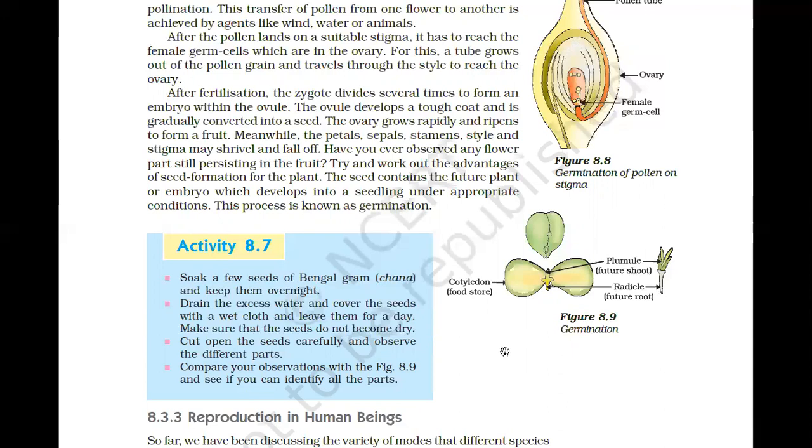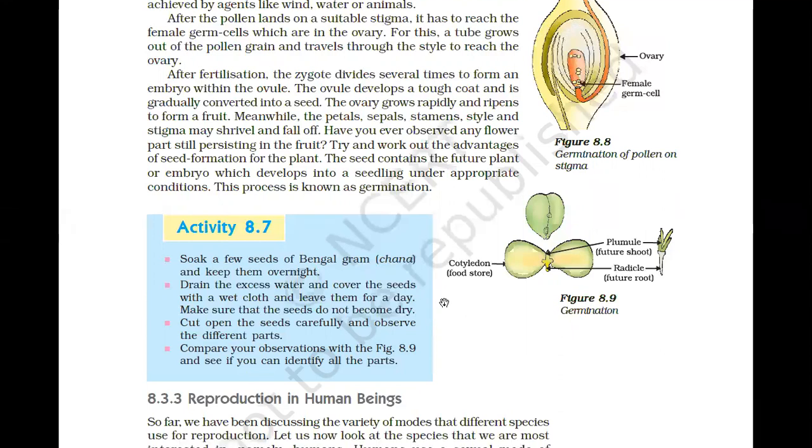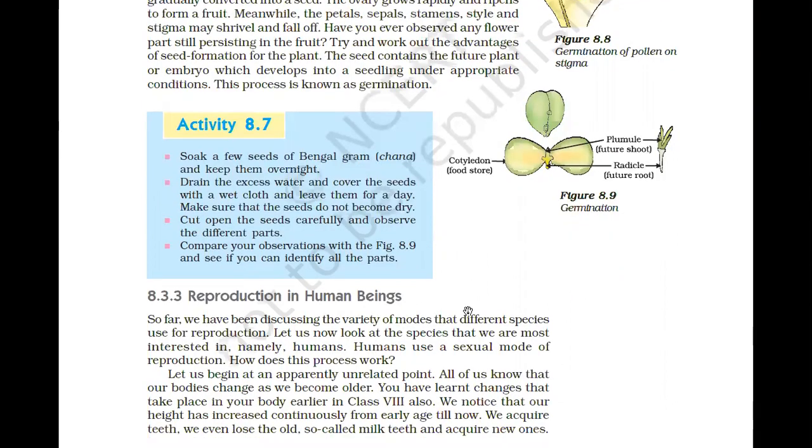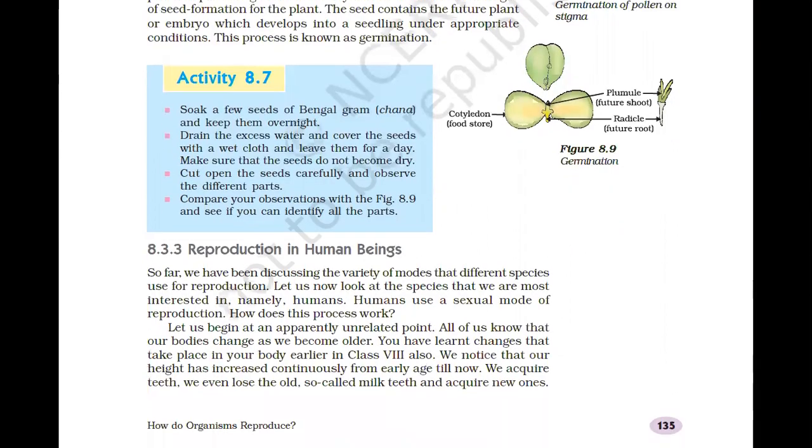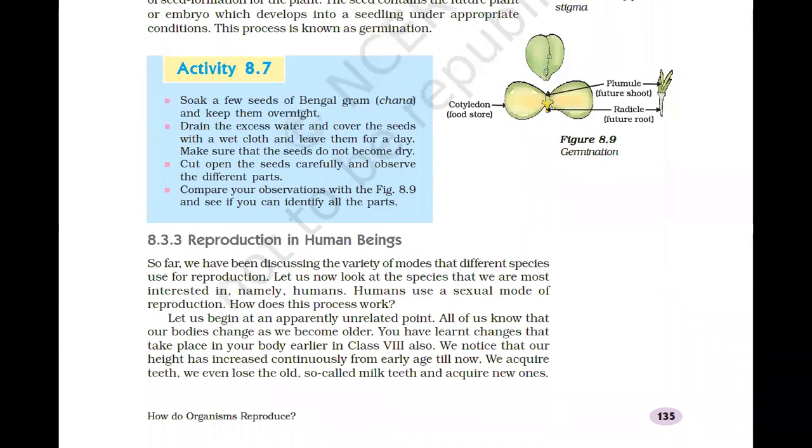Have you ever observed any flower part still persisting in the fruit? Try and work out the advantages of seed formation for the plant. The seed contains the future plant or embryo which develops into a seedling under appropriate conditions. This process is known as germination. Activity 8.7. Soak a few seeds of Bengal gram and keep them overnight. Drain the excess water and cover the seeds with a wet cloth and leave them for a day.